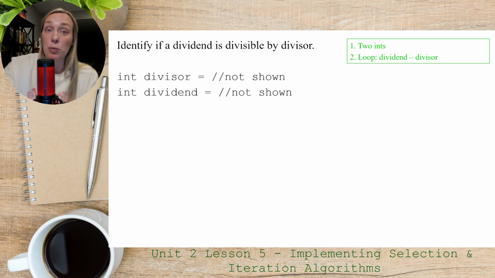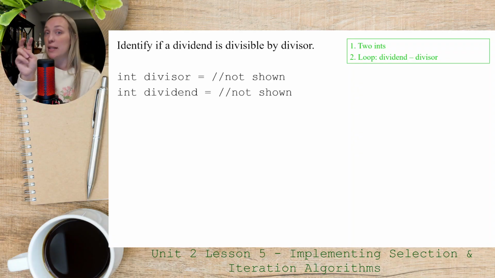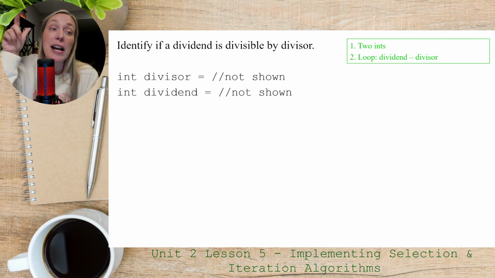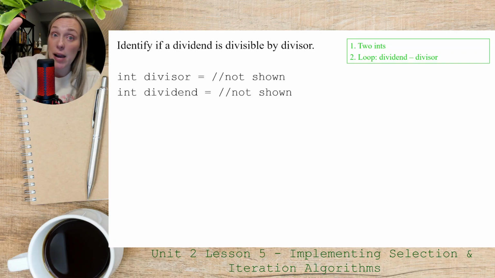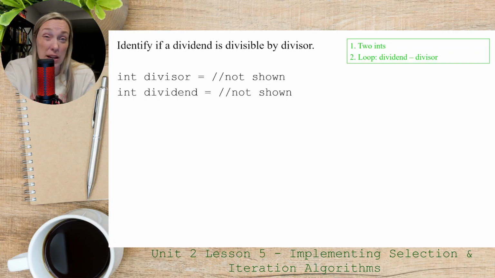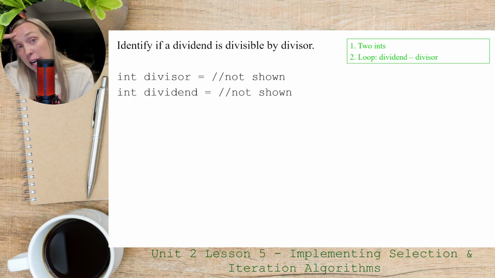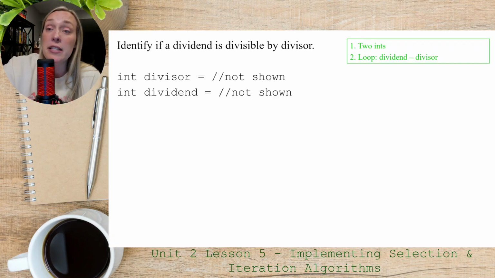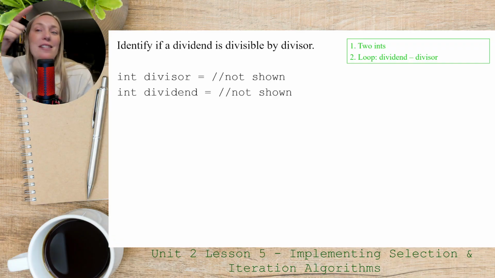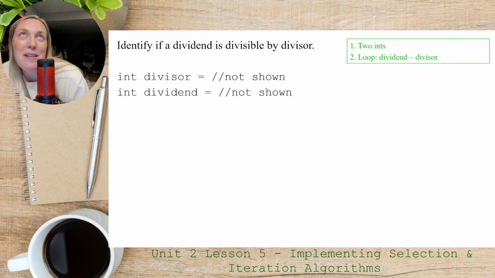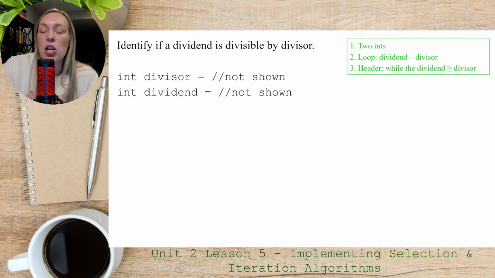Next, I want to loop. I wanted to loop on each of those steps the dividend minus the divisor. Now, the divisor stayed the same each time, right? The divisor was always 3 in our example. The dividend changed each time. And the dividend became the result of the dividend minus the divisor, okay? So the header of the loop is while that dividend was always greater than the divisor.